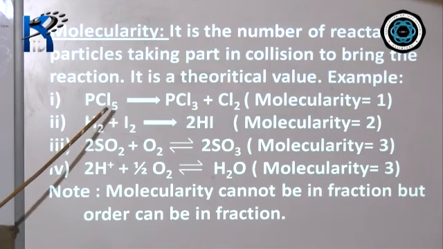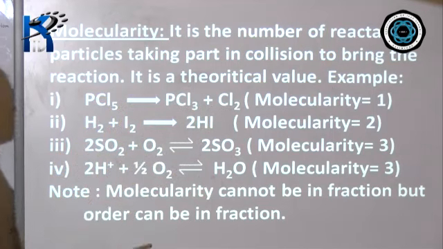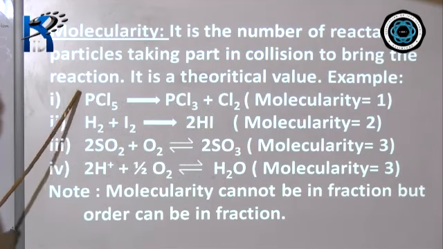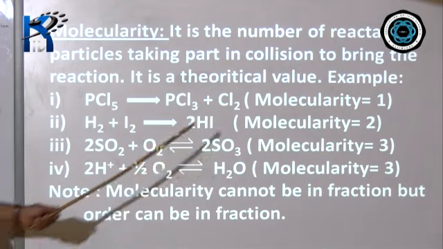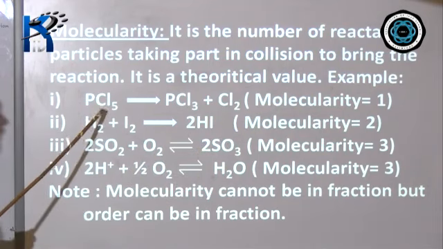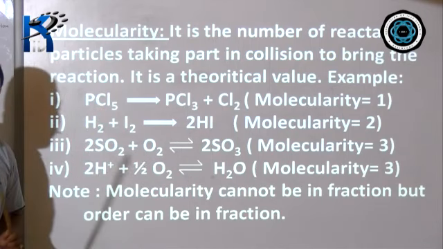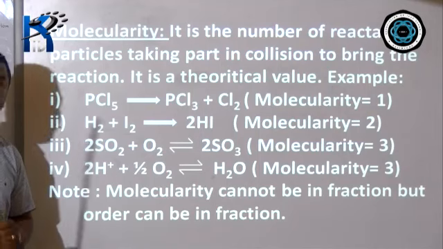PCl5, on dissociation, gives PCl3 and Cl2. Now see the coefficient of the reactant here. It is 1. Therefore, the molecularity is 1. And if the molecularity of a reaction is 1, we call it a unimolecular reaction. Unimolecular reaction means one whose molecularity is 1.